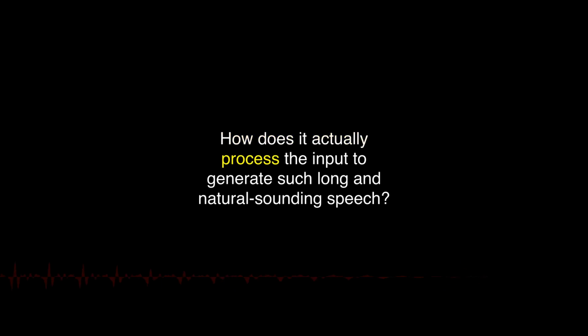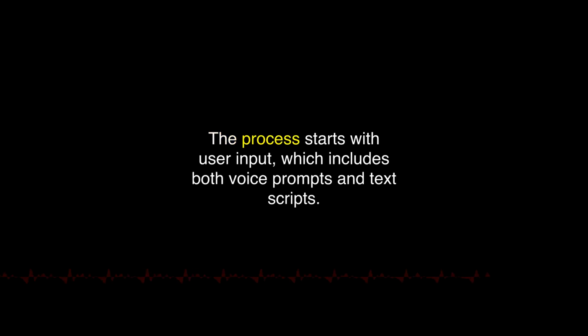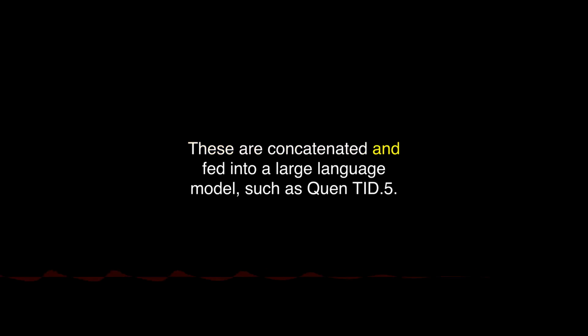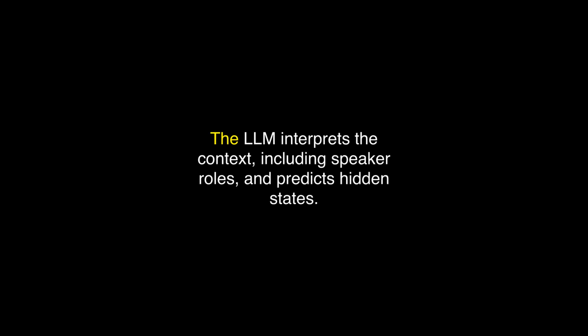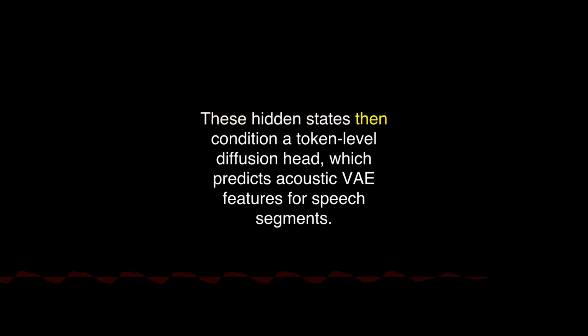So with this tokenizer, VibeVoice can handle much longer audio contexts. How does it actually process the input to generate such long and natural-sounding speech? The process starts with user input, which includes both voice prompts and text scripts. These are concatenated and fed into a large language model, such as Qwen2.5. The LLM interprets the context, including speaker roles, and predicts hidden states. These hidden states then condition a token-level diffusion head, which predicts acoustic VAE features for speech segments. Finally, an acoustic decoder reconstructs the audio.